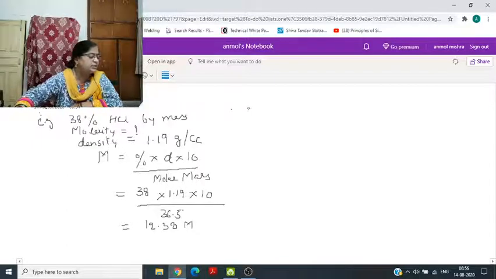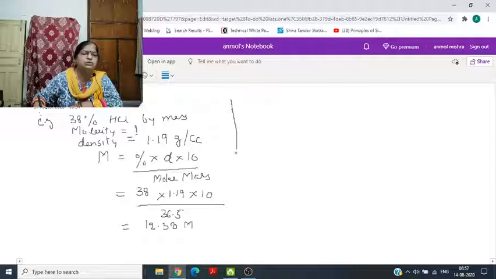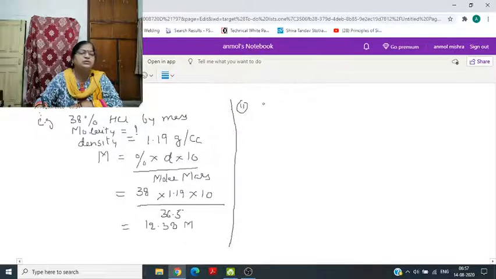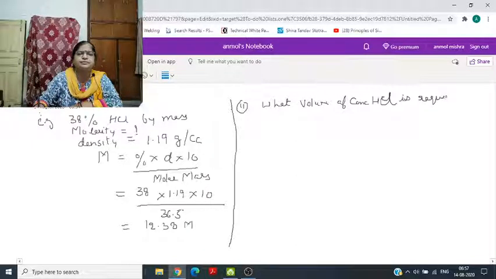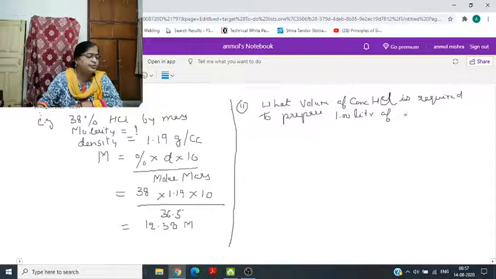Next, in the same question, the second part is: what volume of concentrated HCl acid is required to prepare 1 liter of 0.10 m HCl.